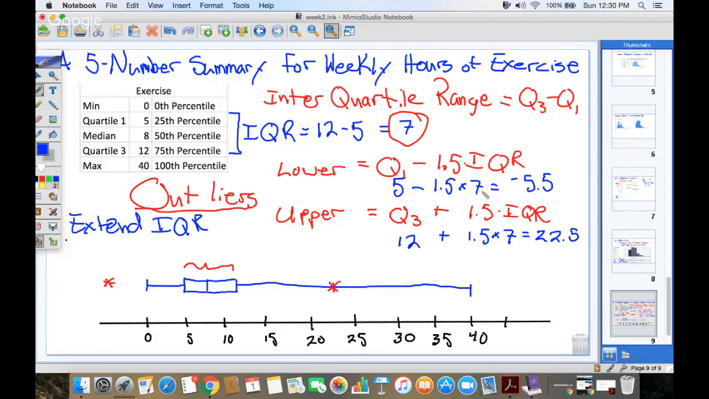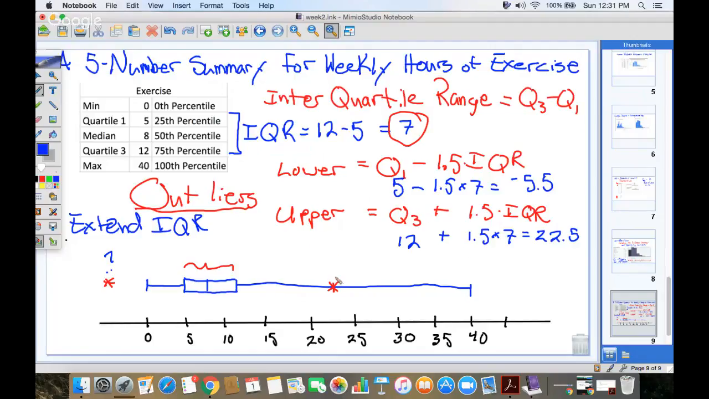So again, to do that, I take Q1 and move to the left, subtracting 1.5 times the IQR. So 1.5 times 7 is 10.5. 5 minus 10.5 is negative 5.5. That puts me over here, right? That's kind of a weird number because you can't exercise a negative number of hours per week. So basically that means nobody exercised too little, right? Because 0 is the least you can do. And there were some people that didn't exercise at all.